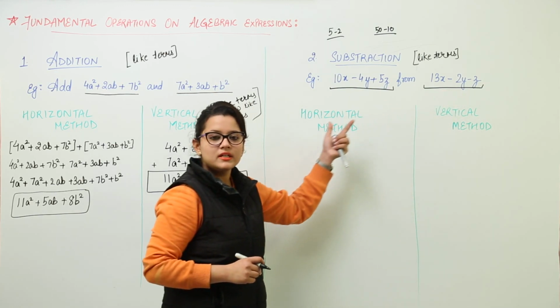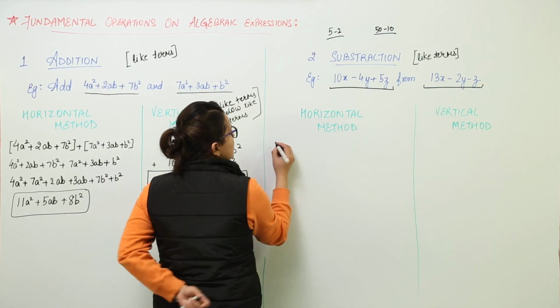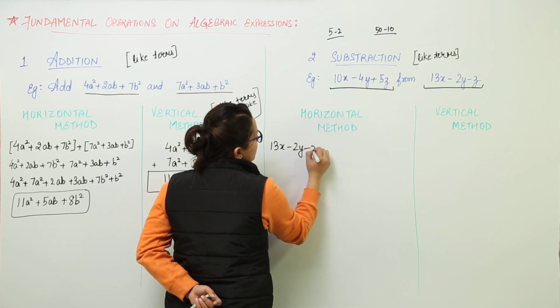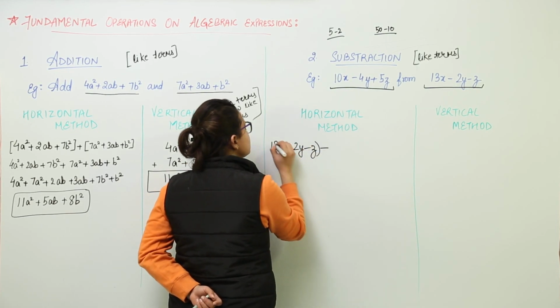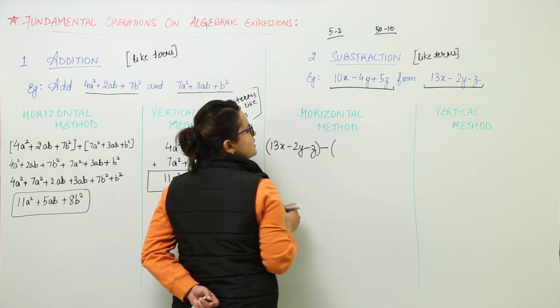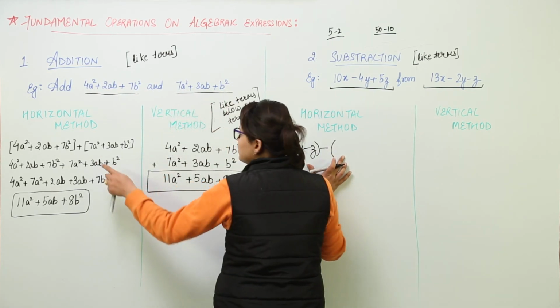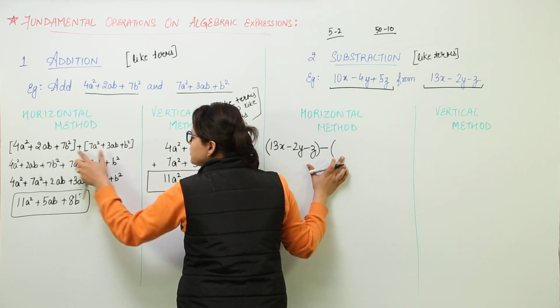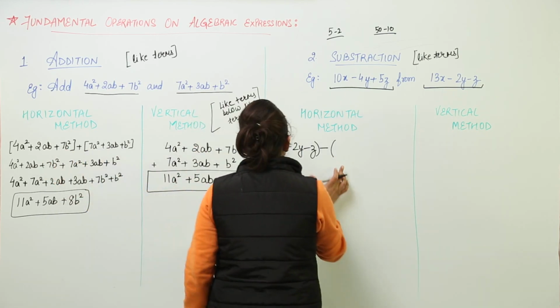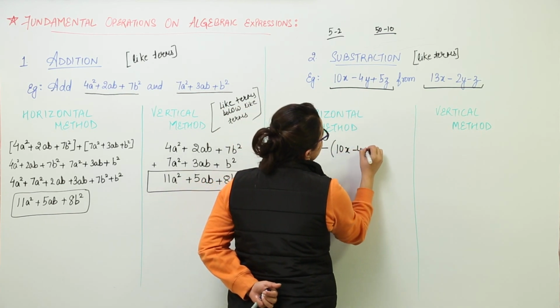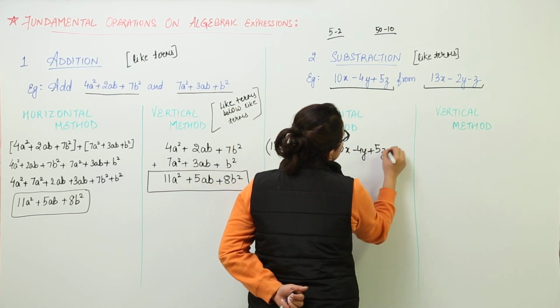So we are going to write the other expression first. That means we are going to write 13x minus 2y minus z, and write this in brackets. I'll tell you the reason. In the addition, in the horizontal method, the first step, the expressions were written in the bracket format only. So the next expression would be 10x minus 4y plus 5z.